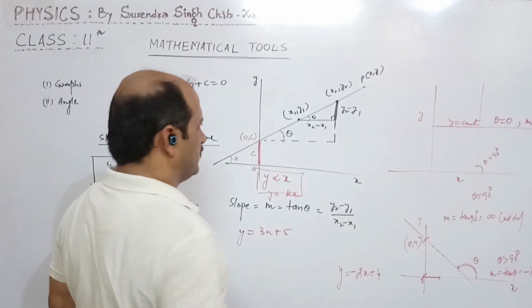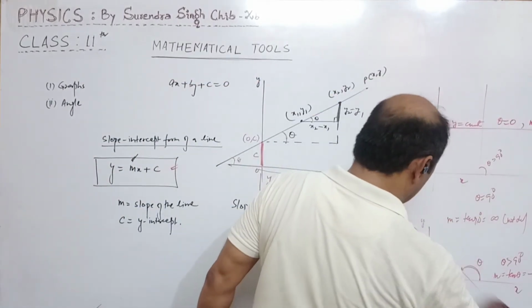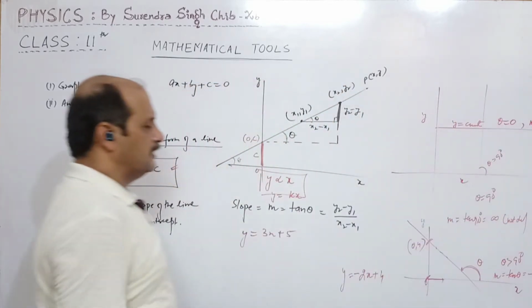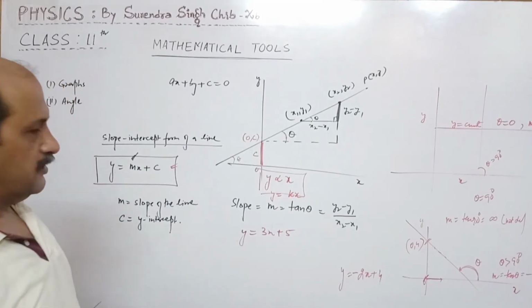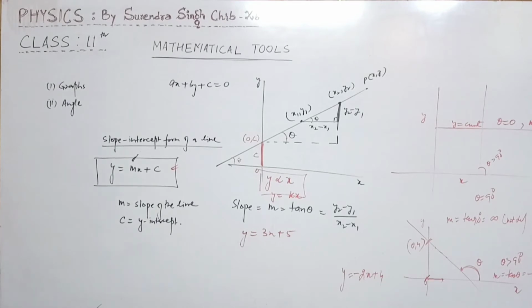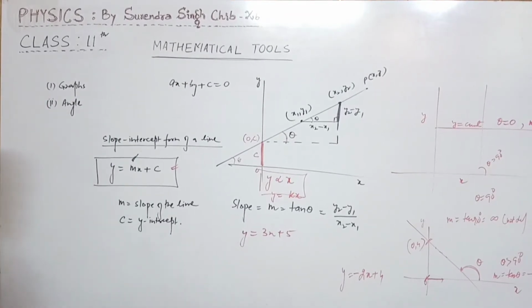So we have different types of slopes. Positive slope. You can say negative slope, infinite slope, zero slope, and these things are very helpful for physics in the next chapter. Now let's go to another thing, the graph of some other quantities like quadratic equations.